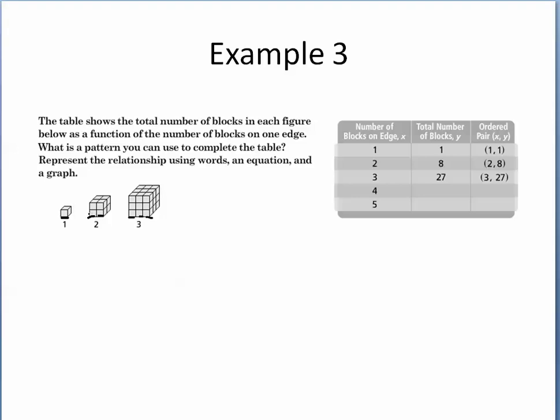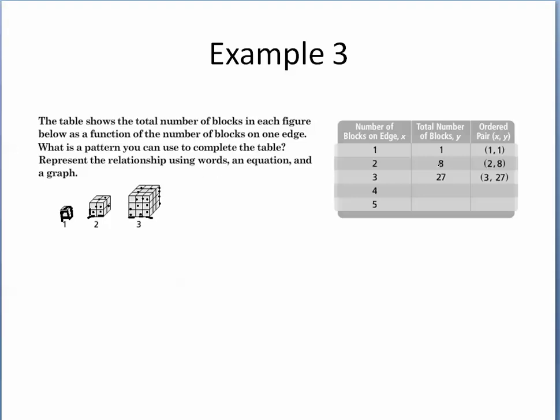So if we count, 1 block or 1 edge is just 1 block. 2 would be, let's see, there's going to be 1, 2, 3, 4, 5, 6, 7, 8, and there's one you can't see behind here. That's the 8. And then the 3 gives you 1, 2, 3, 4, 5, 6, 7, 8, 9, and then there's this whole row in the middle. 10, 11, 12, 13, 14, 15, 16, 17, 18, and then we have 19, 20, 21, 22, 23, 24, 25, 26, 27. Okay, so it's 27. So this one you kind of have to imagine like a Rubik's Cube.